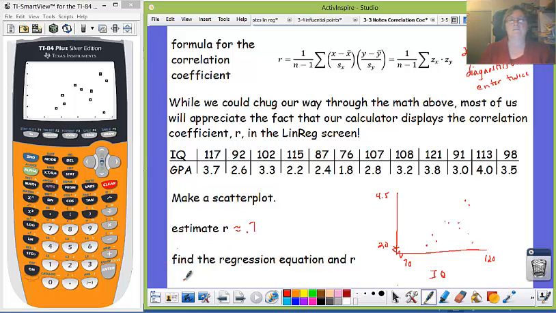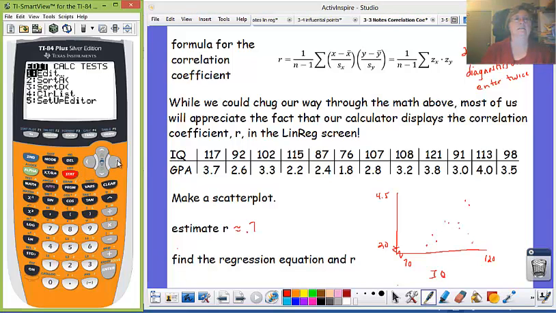Let's next find the regression equation and the value of R that the calculator says. We've made our estimate, but what does it say? Stat, and over to Calc, and we're going to choose LinReg and go ahead and enter through if everything is okay for you. Yes, here's our regression equation and a value for R.